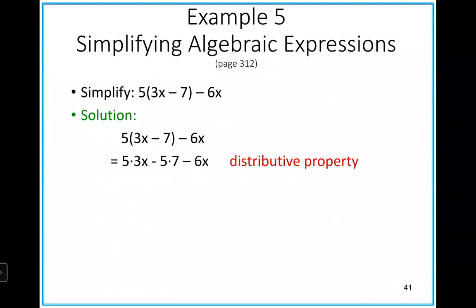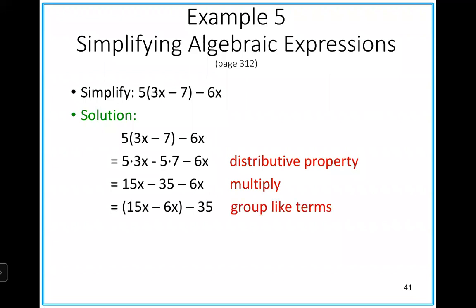Okay, so we want to simplify this expression here. So we're not doing any evaluating now because they didn't tell you what x is. So all you're doing is trying to simplify it by bringing together like terms if there are any. So first we're going to remove brackets. So we're going to multiply, in this case, by 5 using the distributive property. So 5 times 3x, and minus 5 times 7, minus 6x. So when you multiply 5 times 3x, you get 15x. 5 times 7 is 35. And then you bring the 6x down.